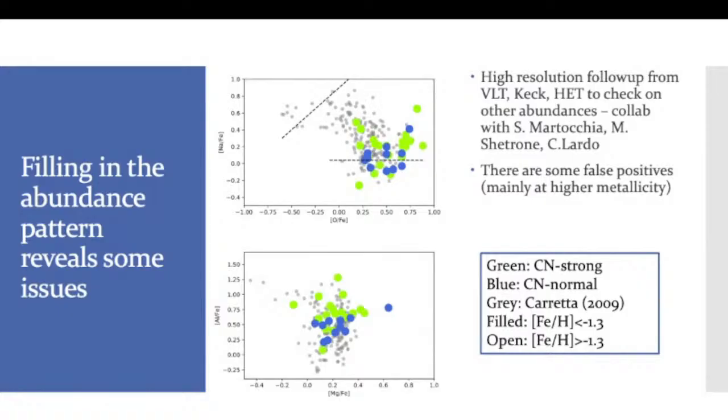When we go and try to actually correct that problem, fill in the rest of the abundances, we find that some of our stars that we thought were globular cluster stars aren't actually.